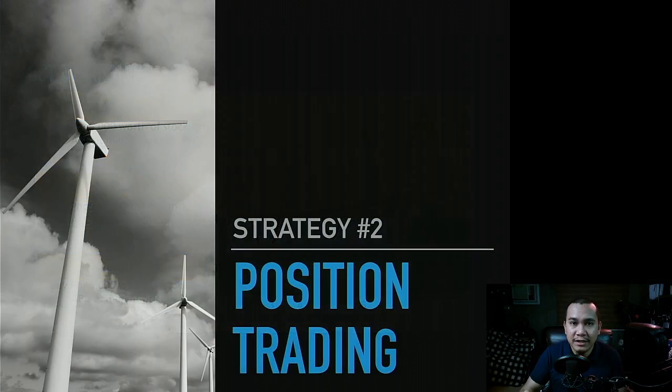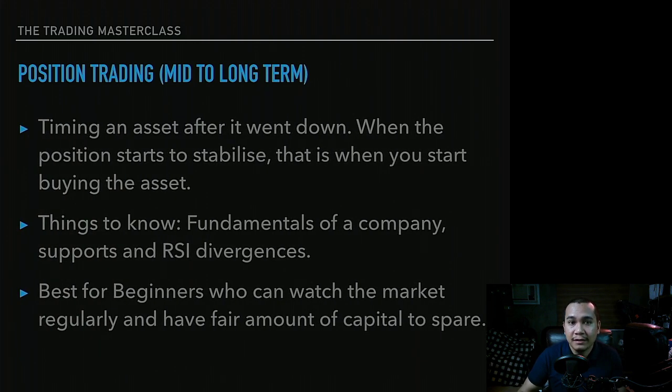The next strategy I'm going to share with you is called position trading. This is my favorite strategy when I do my trading, especially for newbies. This is very easy to understand. Position trading is good for mid to long-term investments. It is timing an asset after it went down. Remember, this year stocks went down because of the pandemic. When the position starts to stabilize after going down, that is when you start buying the asset.